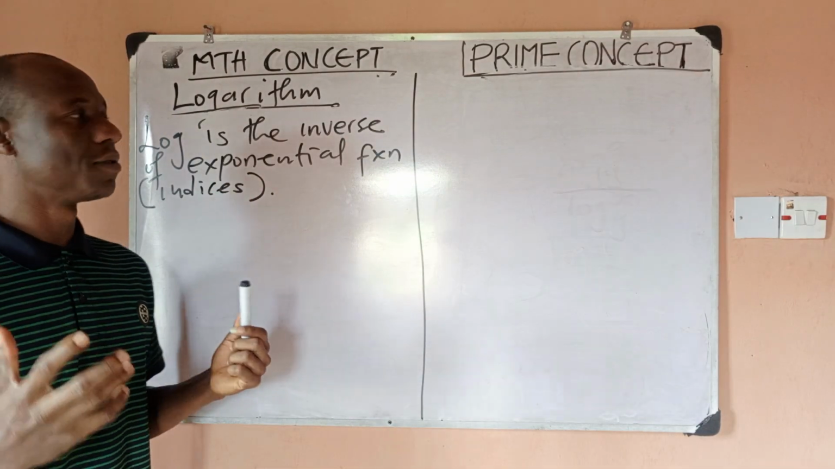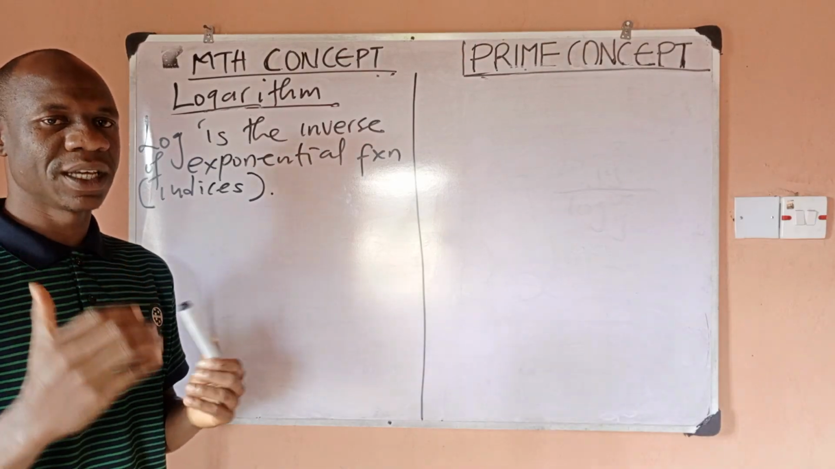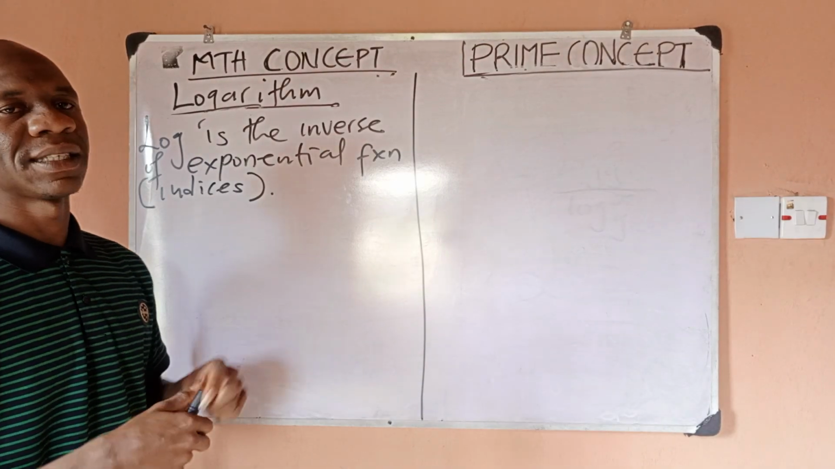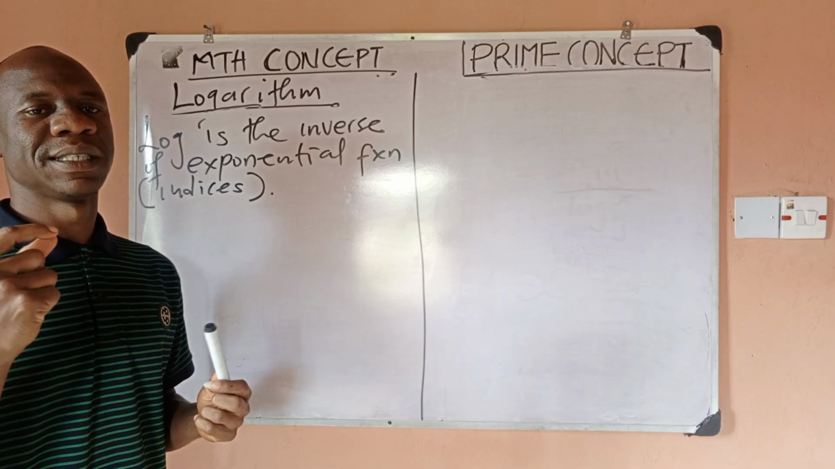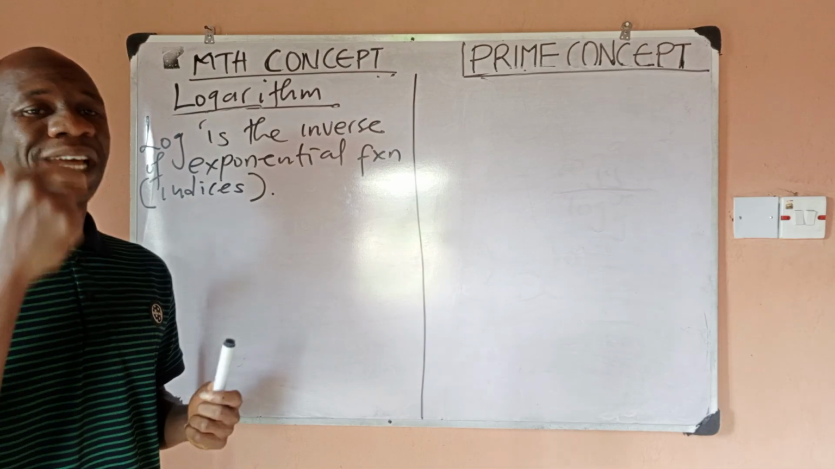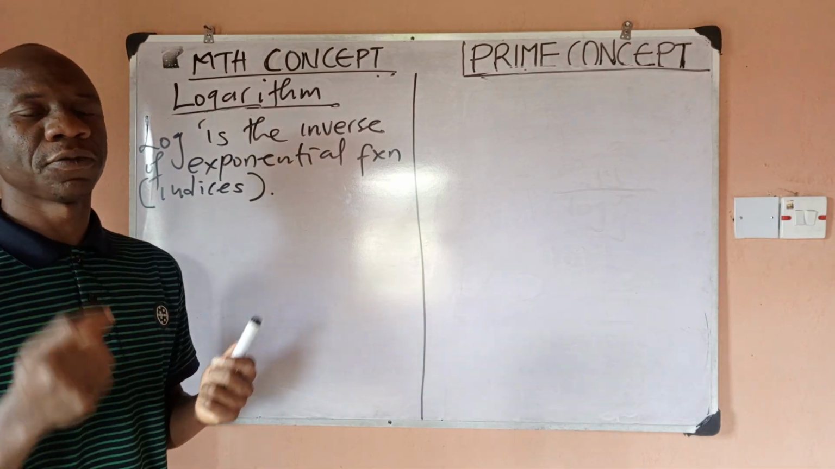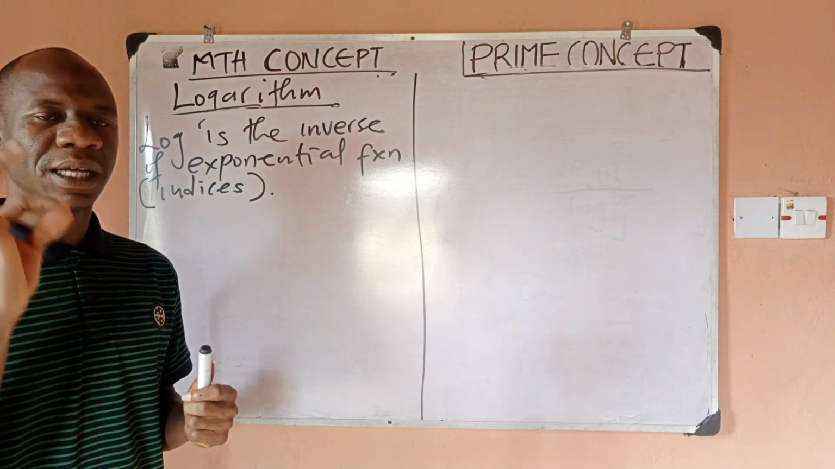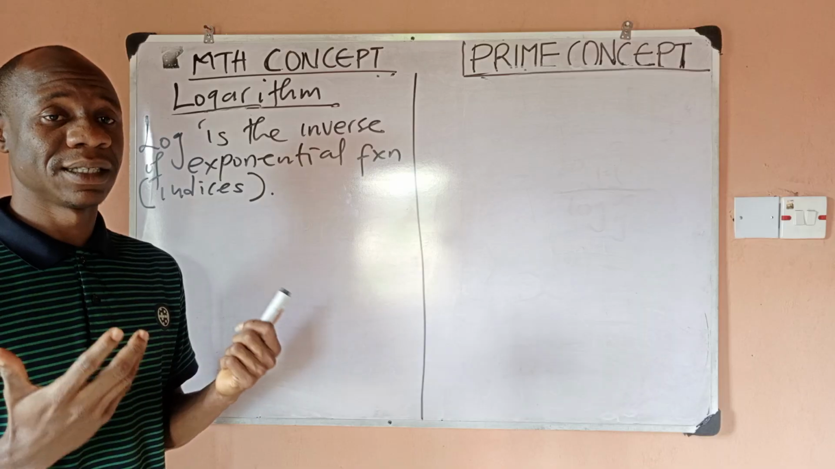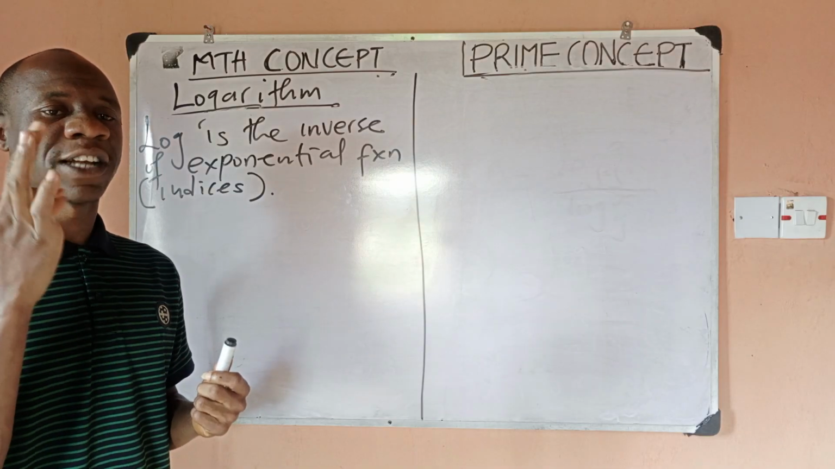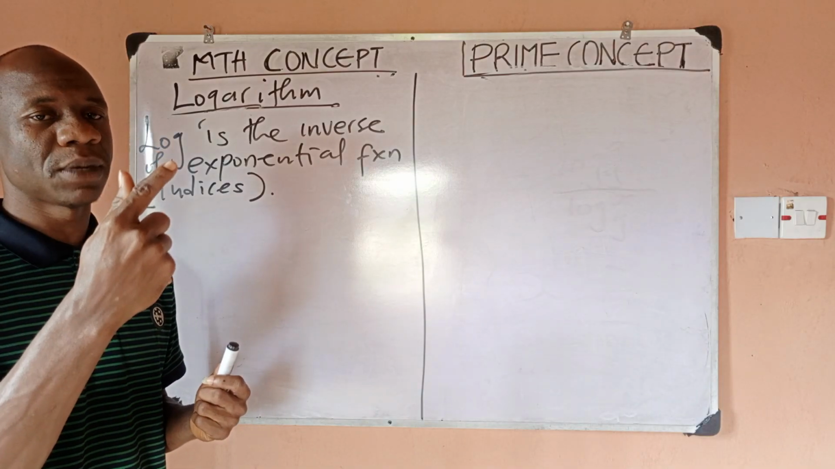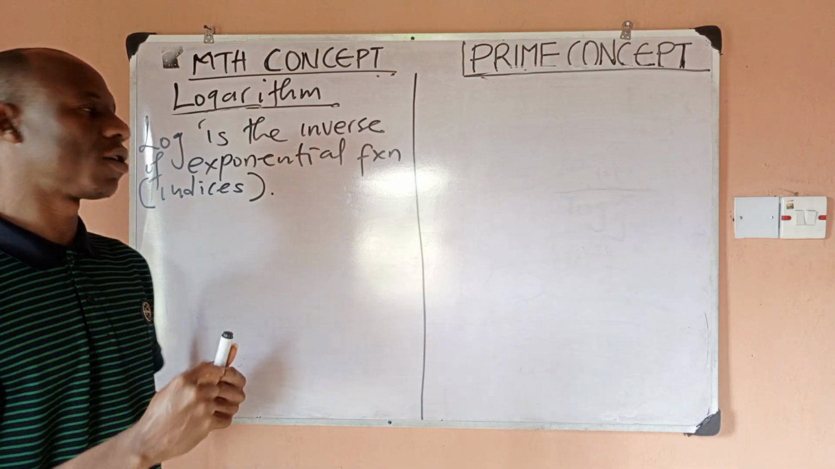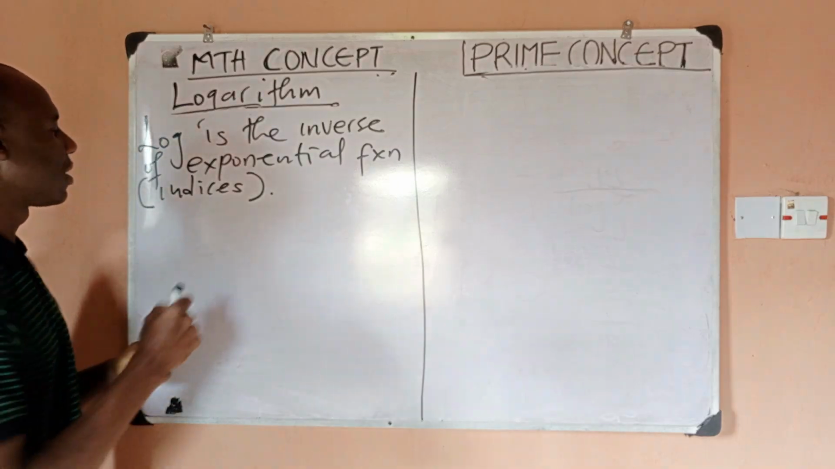And then how do we define logarithm? A simple way to define logarithm is that the logarithm of a number is the exponent of a fixed number, which is the base of the logarithm. The logarithm of a number, say x, is the exponent of a fixed number, which is the base of the logarithm. So let me write it, then I will explain further.